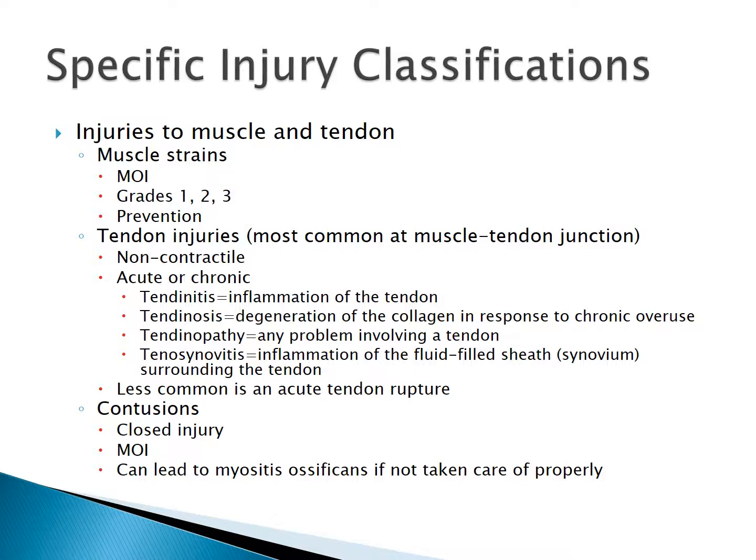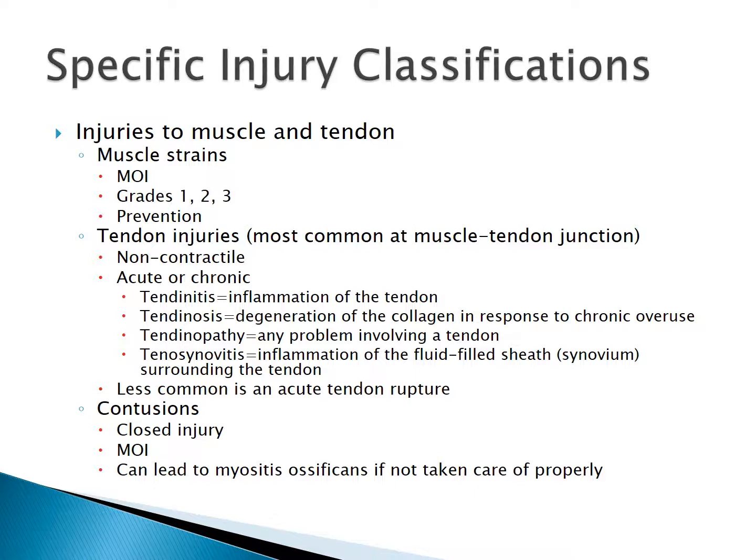Any discussion of muscle injury must also include injuries to the tendons. Tendons attach muscle to bone, and the location where muscle and tendon come together is called the muscle-tendon junction. The muscle-tendon junction is a common site of a strain injury.